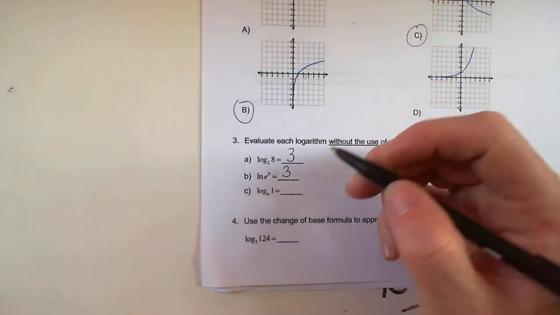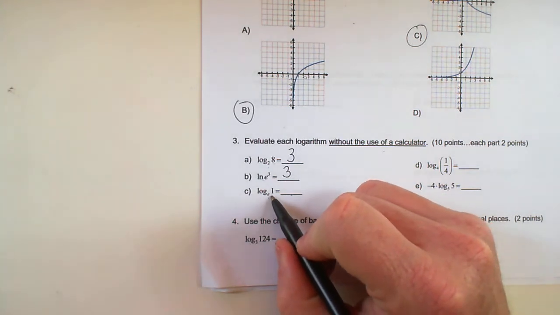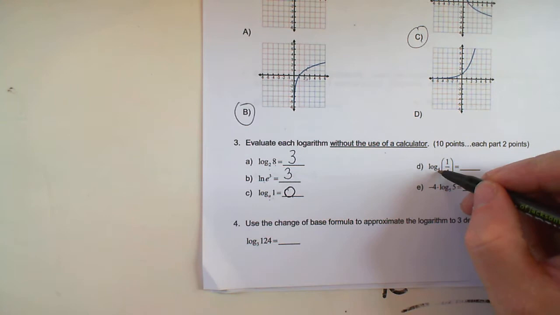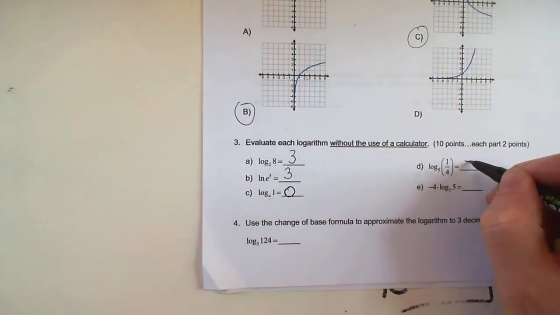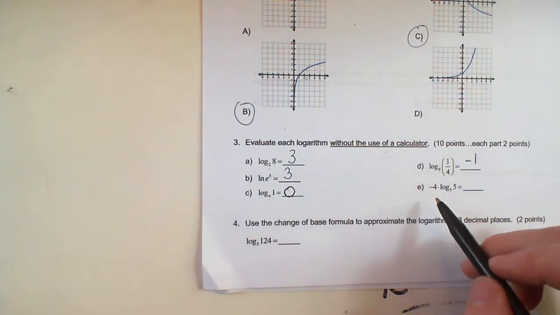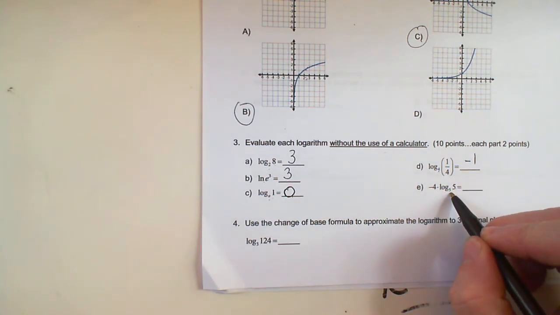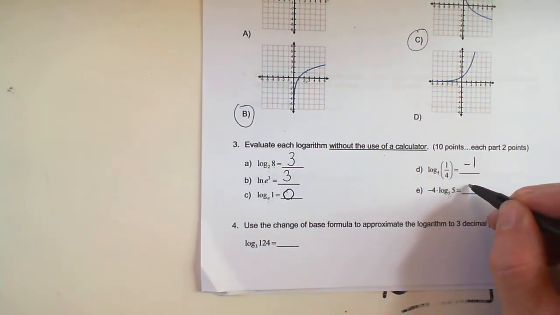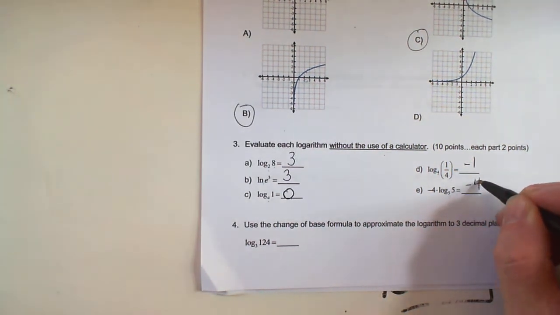A to what power gives us 1? Whenever there is a 1 here, the answer is always 0. 4 to what power gives us 1/4? That would be -1. Log base 5 of 5, this is just 1. 1 times -4 is -4.